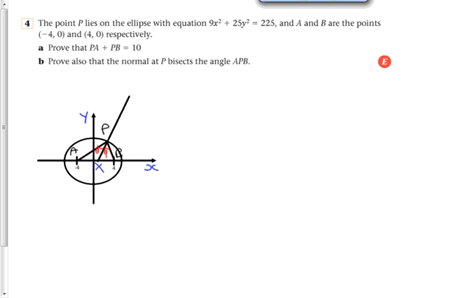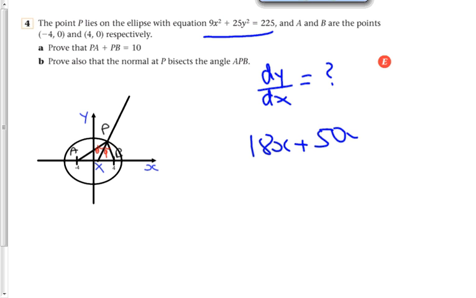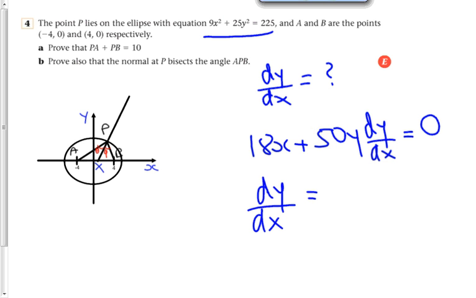If we say dy by dx is what we're looking for, the gradient of the tangent to the curve, what is dy by dx? I can do this implicitly, can't I? If I differentiate implicitly, 18x plus 50y dy by dx is equal to 0. Is that right? So dy by dx is equal to minus 9x over 25y. Is that right?